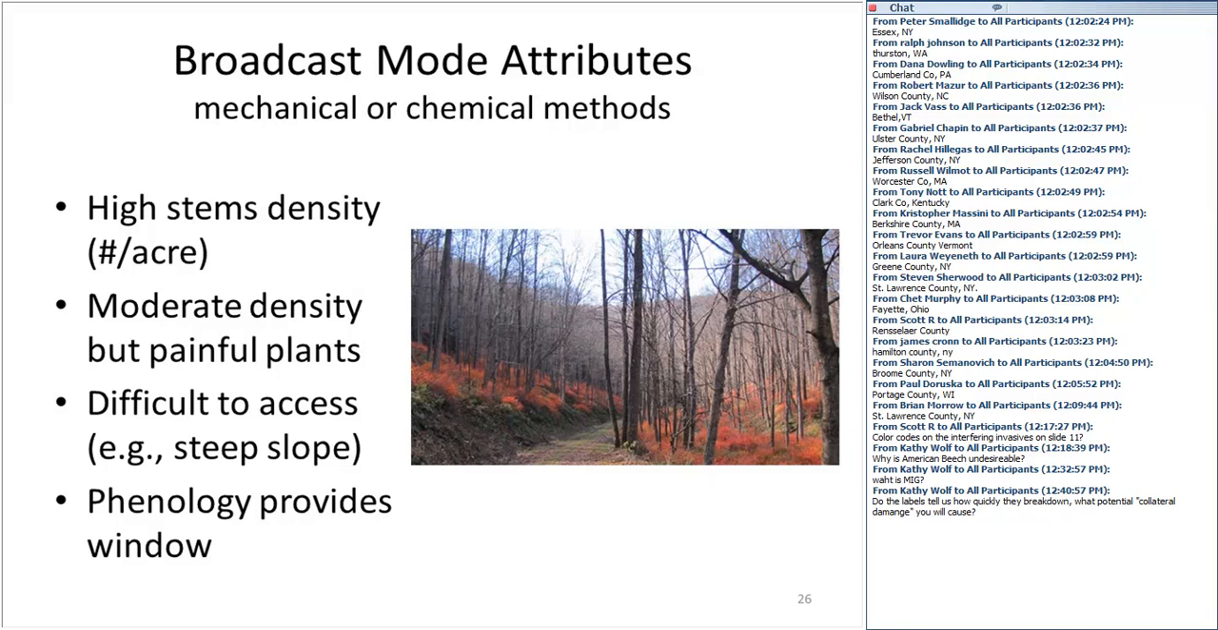Or it may be that phenology provides you a window. In August, you may have a mixture of desirable and undesirable plants, but if you go out in late April, you're working largely with non-native plants such as bush honeysuckle or multiflora rose, and those leaf out prior to the native plants. You can do a broadcast treatment early in the year because the phenology, or the seasonal expression of those plants, provides you that window of opportunity.